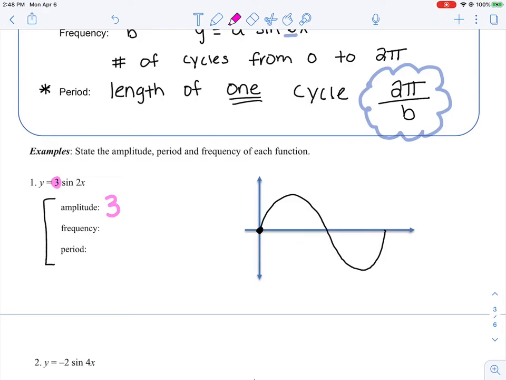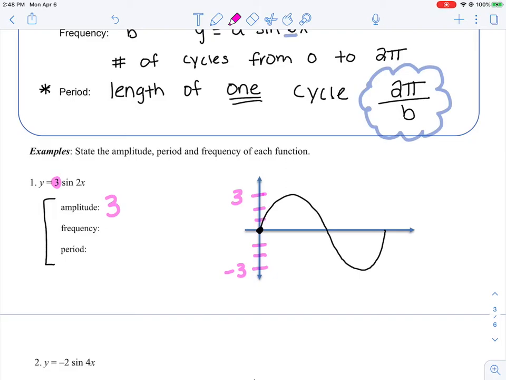What this 3 tells me is how high I'm going to go up. So 1, 2, 3. That's my maximum. And how low I'm going to go. 1, 2, 3. That's my minimum. So your amplitude helps you label your y-axis.